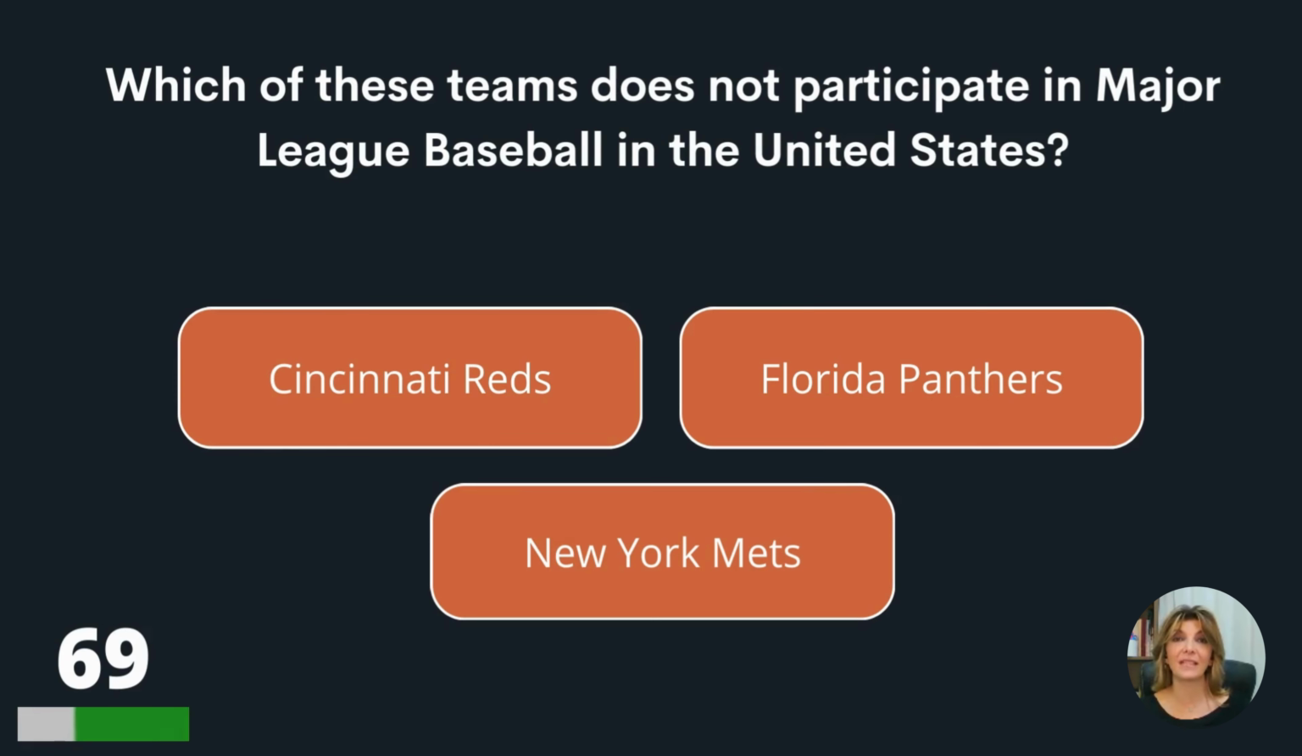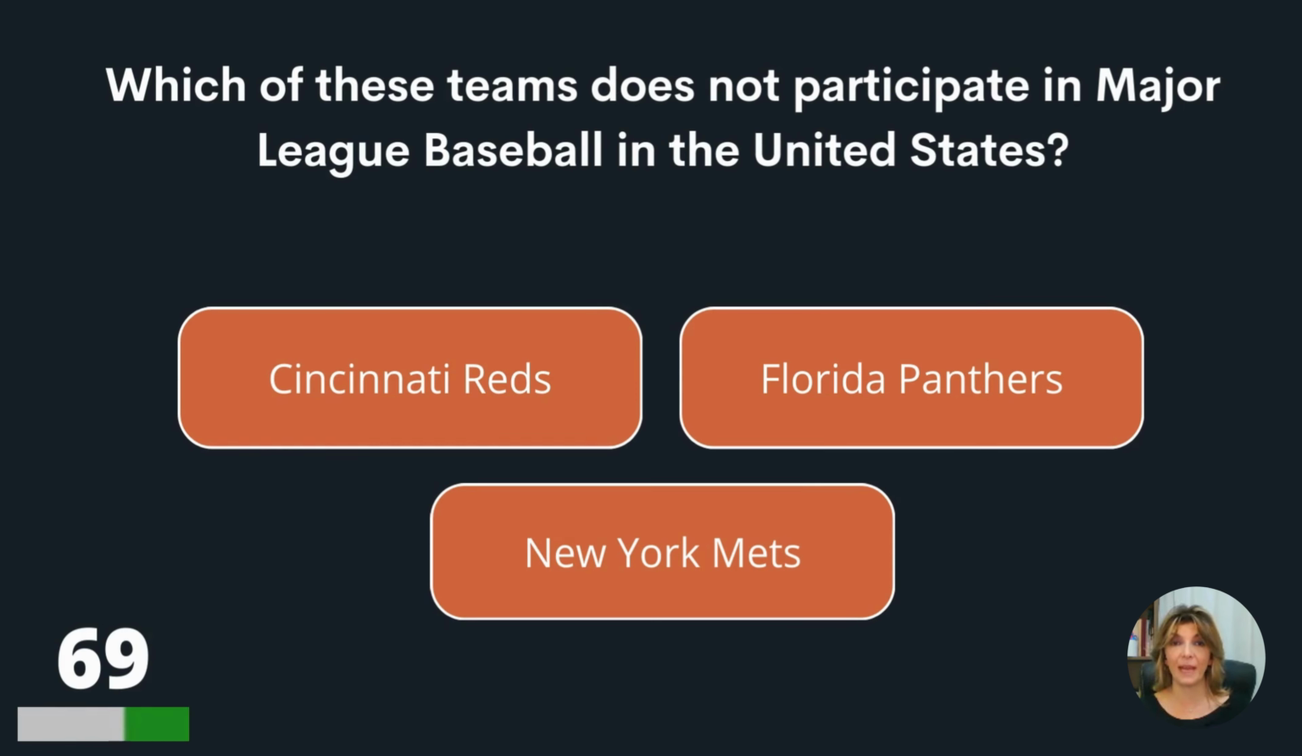Which of these teams does not participate in Major League Baseball in the U.S.? The Cincinnati Reds, the Florida Panthers, or the New York Mets? The Florida Panthers.